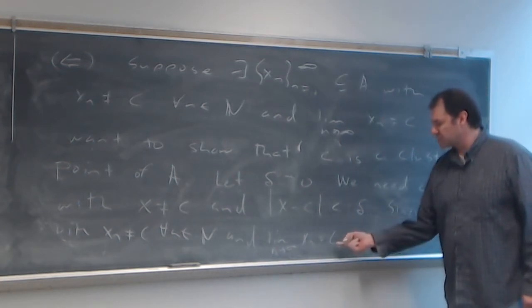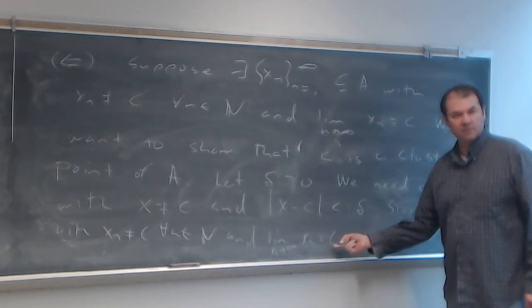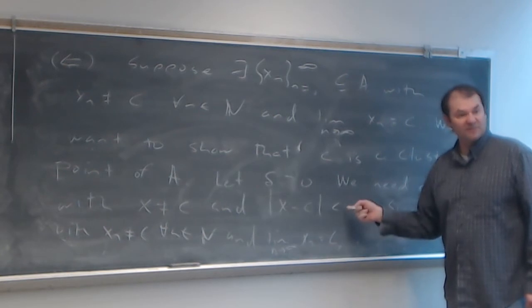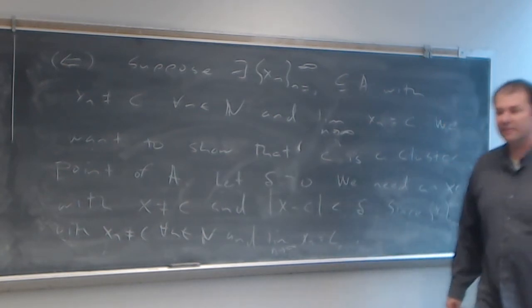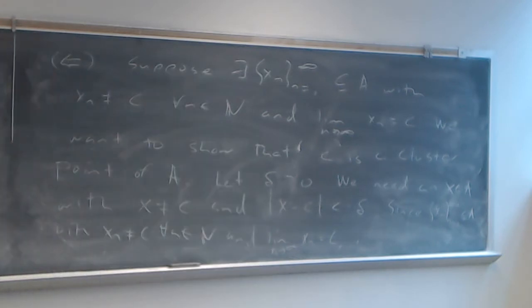Look, I know the limit as n goes to infinity of X sub n equals C. I've been given a positive number, delta. But delta is like the epsilon for the definition of a convergent sequence. So I've given you this positive number. I know this sequence converges.